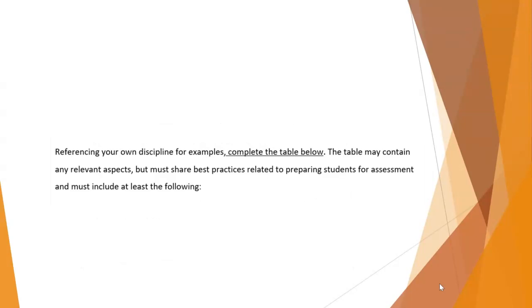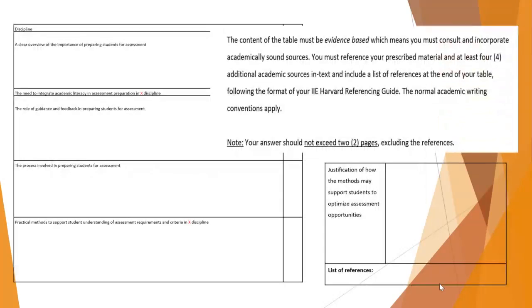So referencing your own discipline for examples, you're going to complete the table below. The table may contain any relevant aspects, but must share best practices related to preparing students for assessment and must include at least the following. So the table gives you the headings, and if you want to add any, you most certainly can. You are welcome to, but your response should not exceed 2 pages. And the 2 pages, of course, excludes the references.